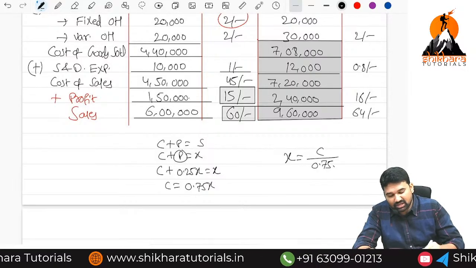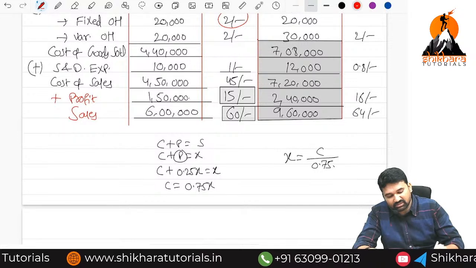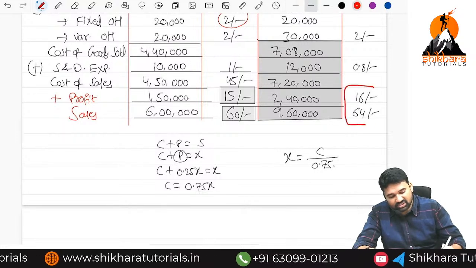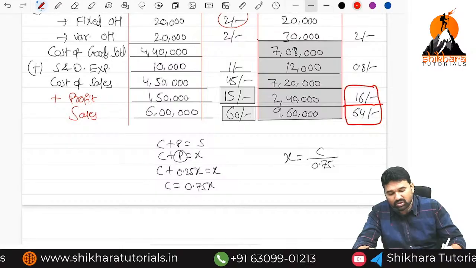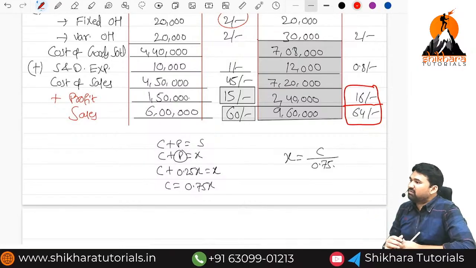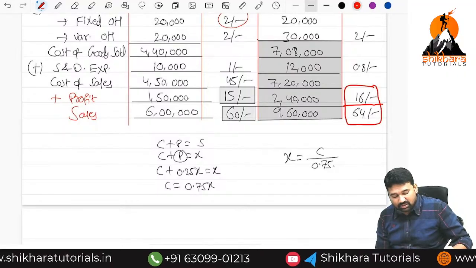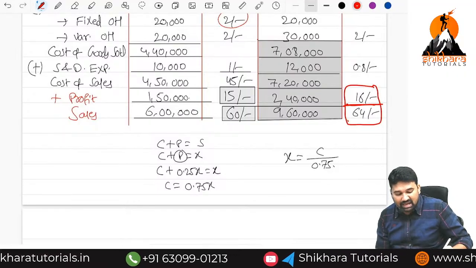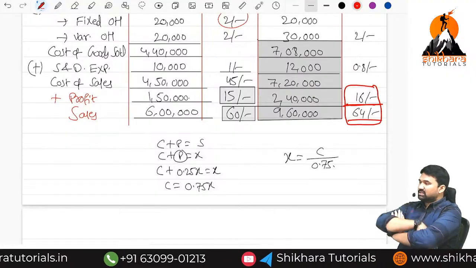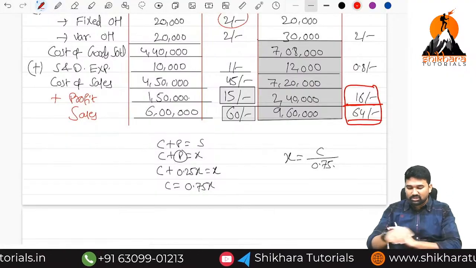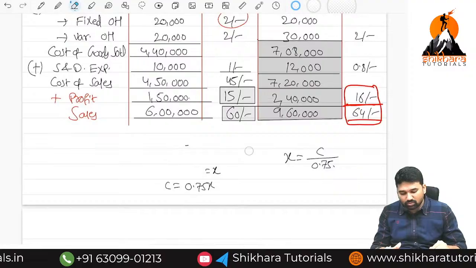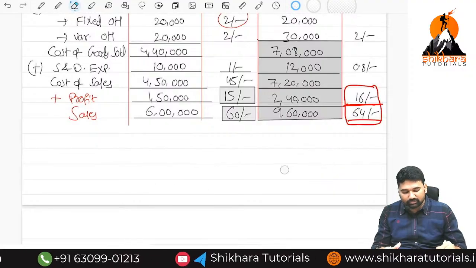So these are the crucial points: 16 and 64. So in the new production level of 15,000 units, the profit per unit is 16 and the selling price per unit is 64. Okay, so this is all with respect to the cost sheet problem.